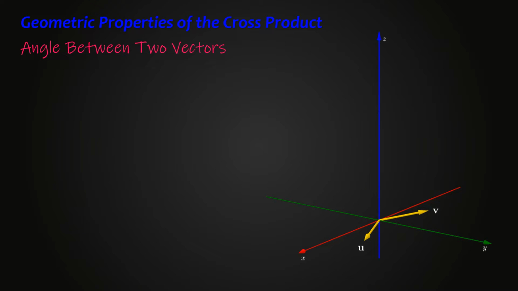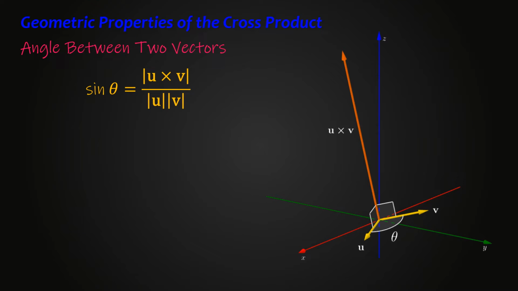Geometric properties of the cross product. Angle between two vectors. Consider two non-zero vectors u and v. Their cross product is the vector that is orthogonal to both u and v. If theta is the angle between the vectors, then the sine of theta is the norm of the cross product of u and v all over the product of their norms.